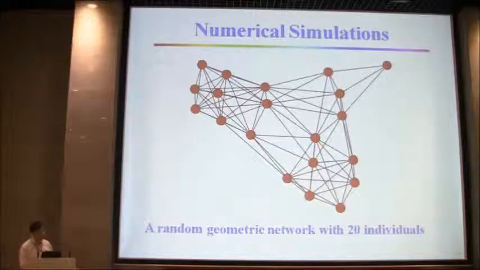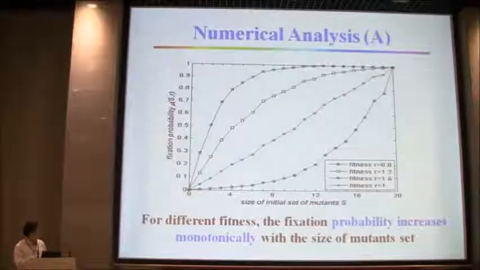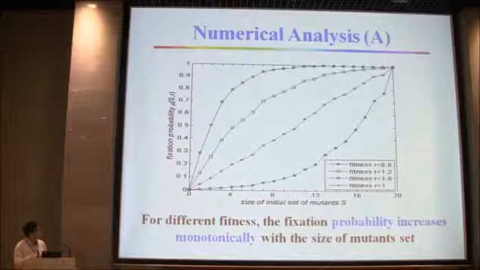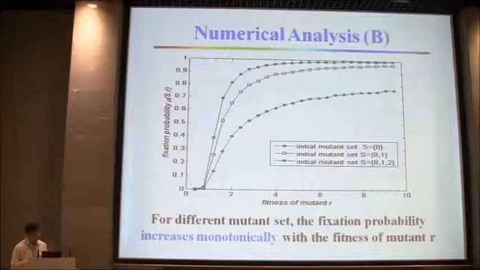Finally, we give a simple example to show numerical simulations for this case. For different fitness values, the fixation probability increases monotonically with the size of the mutant set. So we can say it is increasing with the mutation size. For theorem 2, we also have examples, which are shown here.